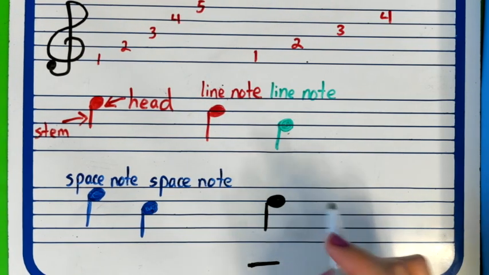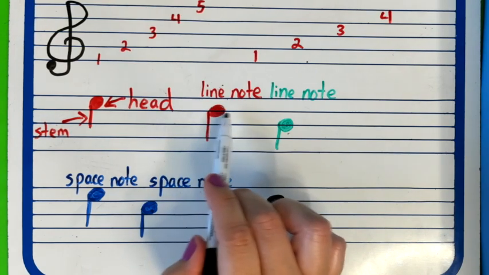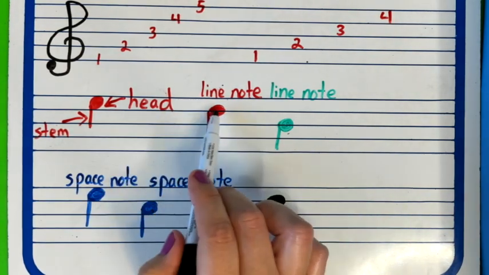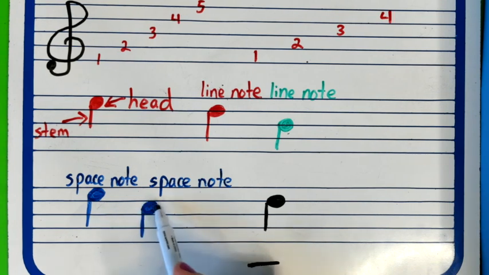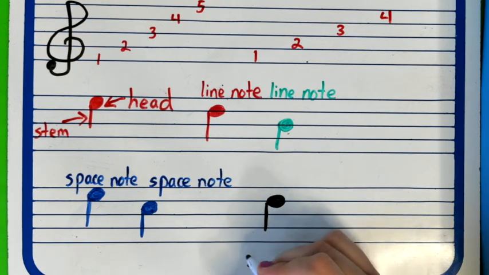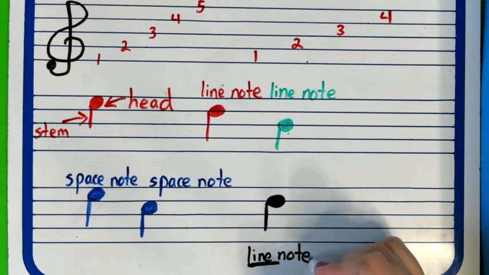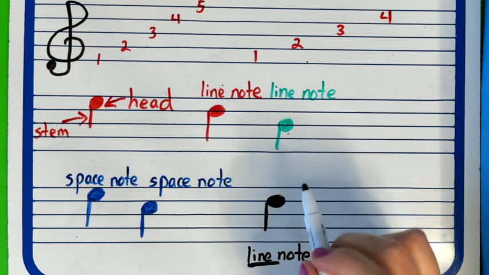Okay, line note would mean that there's a line going between the head of the note, and a space note would mean that there are two lines, one line going above the head of the note, right in the top, and one line going below the head of the note. So the correct answer is this is a line note. So this is line. And the reason is that there's a line cutting through this note. So it's considered a line note.